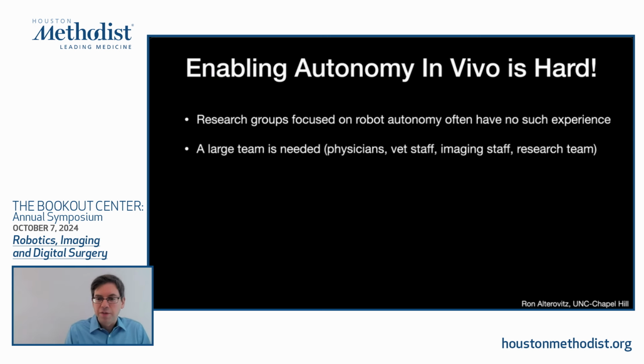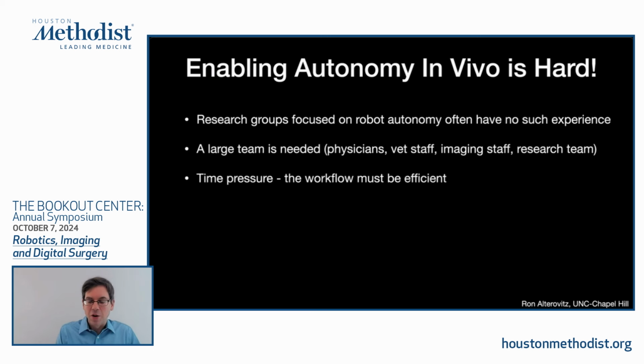So a large team of people is needed. In order to do an in vivo experiment, you have to have physicians present. There's the vet staff, the imaging staff, the research team, and so forth. And all these people have to have space in the room near the robot in order to work effectively as a team. There's also the time pressure. In a lot of experiments that are ex vivo, or robot autonomy experiments that are not in vivo, time pressure isn't necessarily there. But when in the OR, time is ticking, things have to move on a clock, things have to be efficient. And this places an extra bar on the automation. It has to essentially work quickly and efficiently.